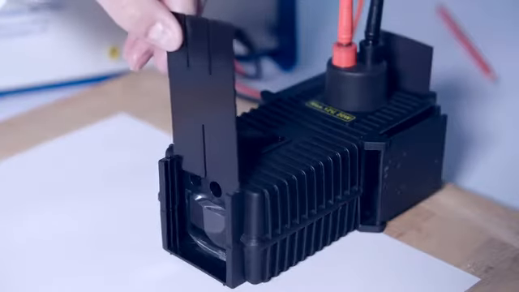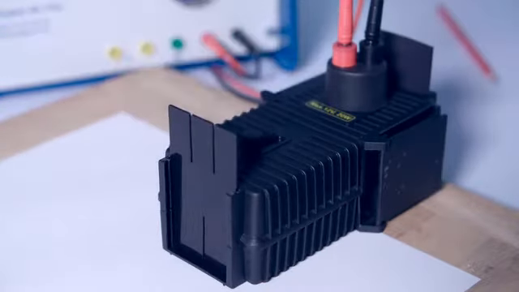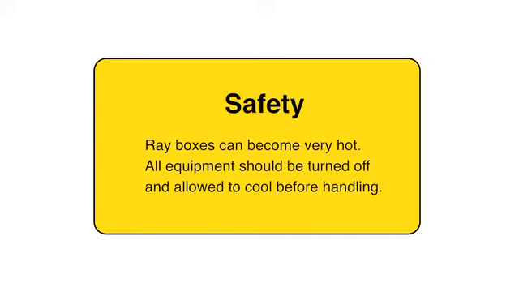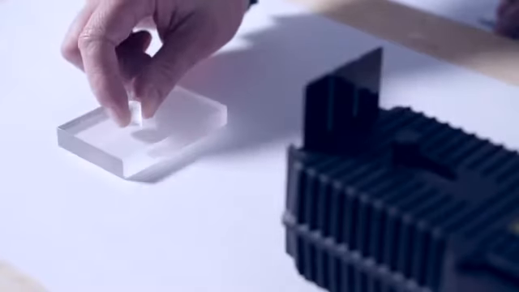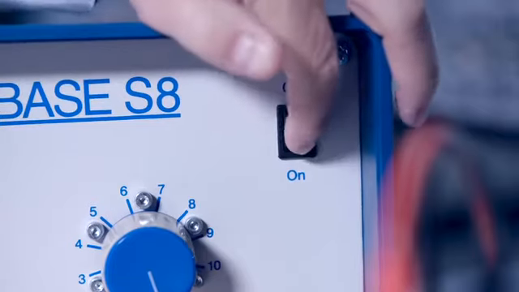A ray box can be used to investigate the properties of light. When a ray of light passes between air and a transparent material, it changes speed and refraction is observed. A ray diagram can be constructed. A line is drawn perpendicular to the edge of the block. This is called the normal.